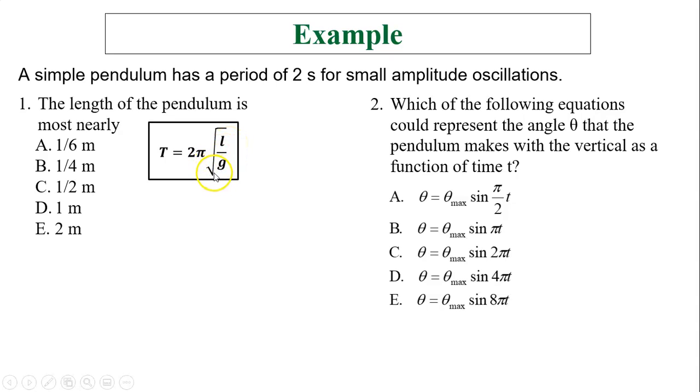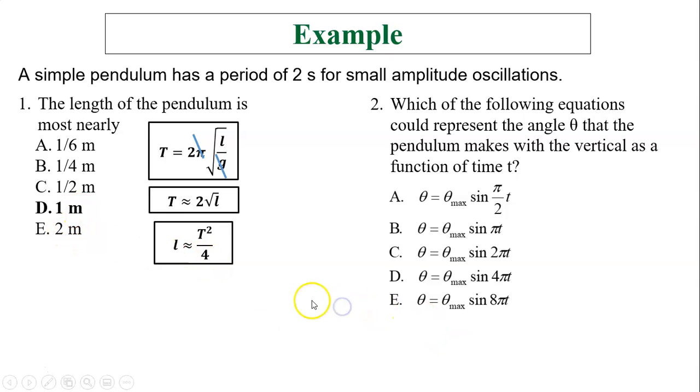If we know T equals 2 pi square root of L over g, we can solve for L. So there is a trick here. Pi and the square root of g are about the same, so these two can cancel. Approximately T equals 2 times square root of L. So L equals T squared over 4. In this case, it's just 1.